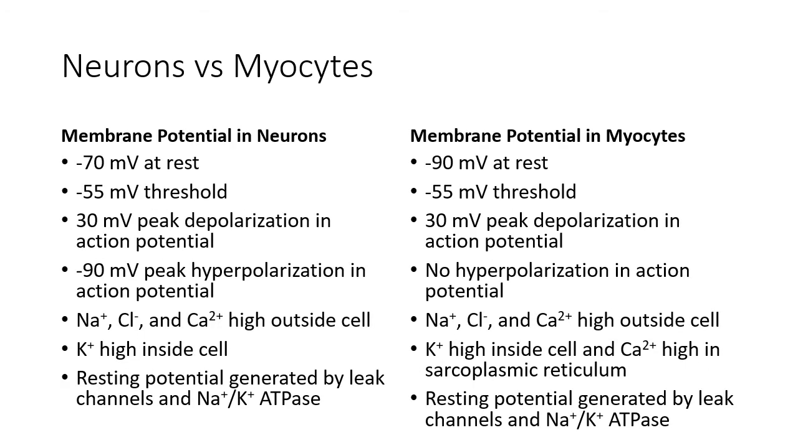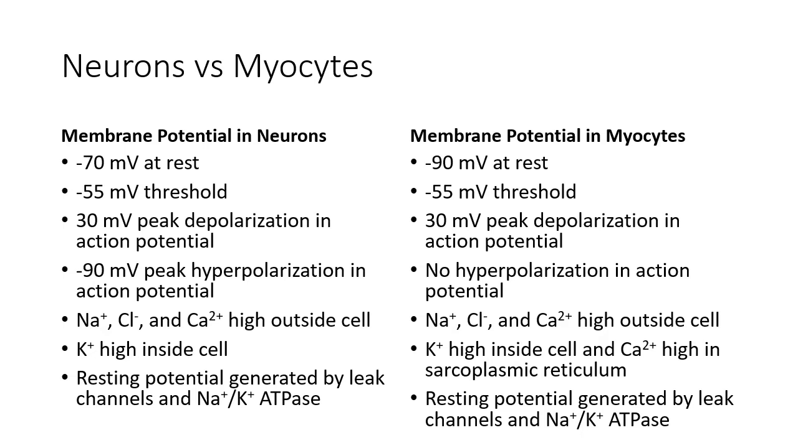And we also have some membrane potential differences. In neurons, negative 70 millivolts is the resting membrane potential. In myocytes, it's negative 90. The threshold is always the same, negative 55 millivolts. The threshold is determined by the voltage-gated sodium channel itself, not by anything else. You have the peak depolarization of 30 millivolts in an action potential. That's the same for both neurons and myocytes.